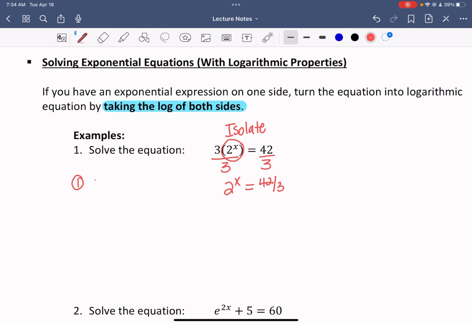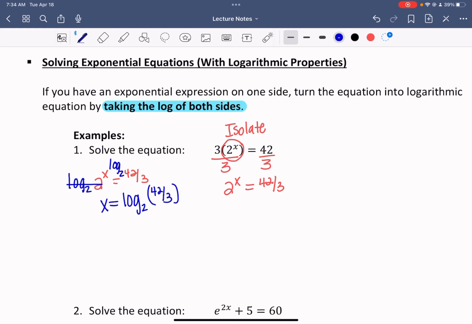The first way is I'm going to take that 2 to the x equal to 42 over 3. And what I can do is log base 2 both sides. So I could say log base 2, as long as I do it to both sides, it's equivalent. And why would I want to do that? Because this is that inverse property. So that would give me x equal to log base 2 of 42 over 3.